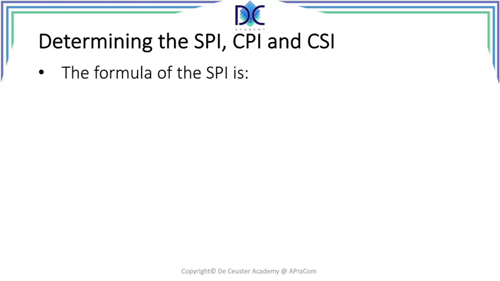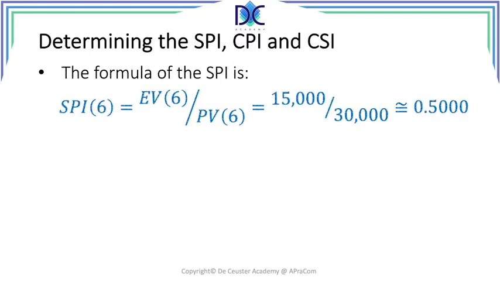The formula of the SPI, in our case at period 6, day 6, is the earned value at day 6 divided by the planned value of day 6. We go back to the original data and we see that the earned value on day 6 is 15,000, the planned value is 30,000, and we see that the SPI is approximately 0.5. In our case, it's exactly 0.5, but we will have to round some of the data, and when you would do the calculation with more decimals, the numbers can slightly change.